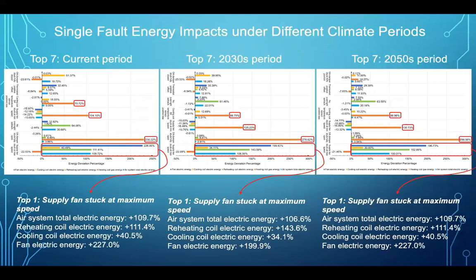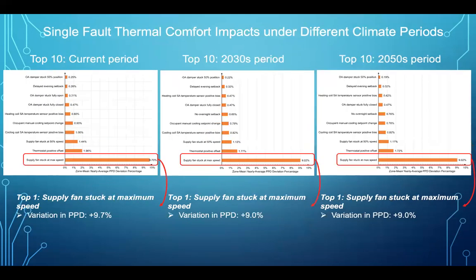Now let's move to the results part. These are the top 7 single faults in the energy impact ranking. The fault with the most significant impacts under each climate period is the same: supply fan stuck at maximum speed, which resulted in substantial increases in air system total, heating coil, cooling coil, and fan electric energy. As for the top 10 single faults in thermal comfort ranking, supply fan stuck at maximum speed also led to the most substantial deviation in PPD of around 9 to 10% under each climate period.